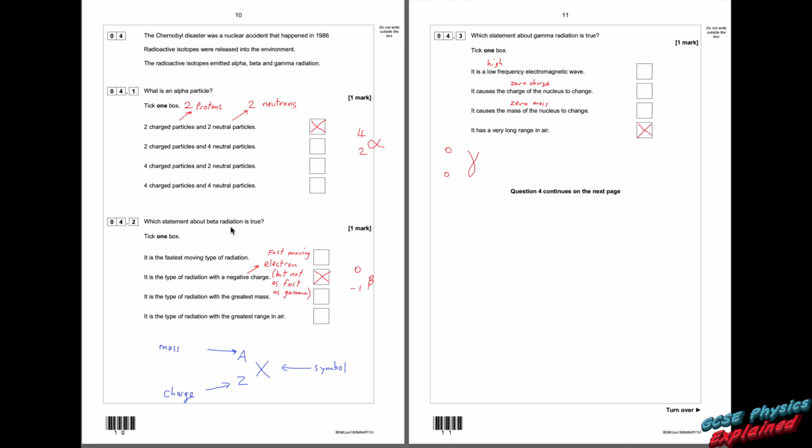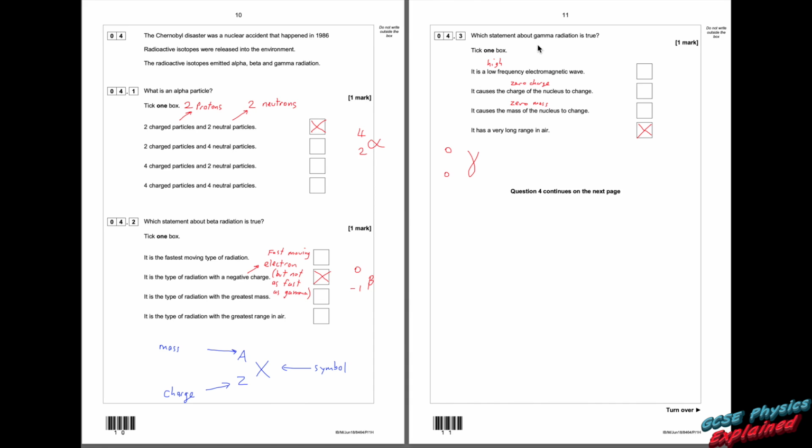Which statement about beta radiation is true? Okay, so it's got no mass and it's got a charge of -1. So when you read through them all, it is the type of radiation with a negative charge. That's correct. So remember, beta is a fast moving electron, but it's not as fast as gamma.